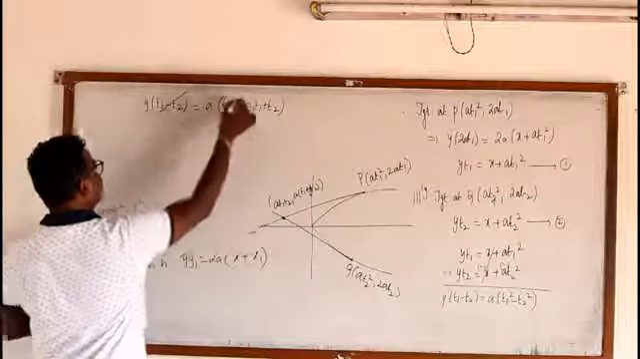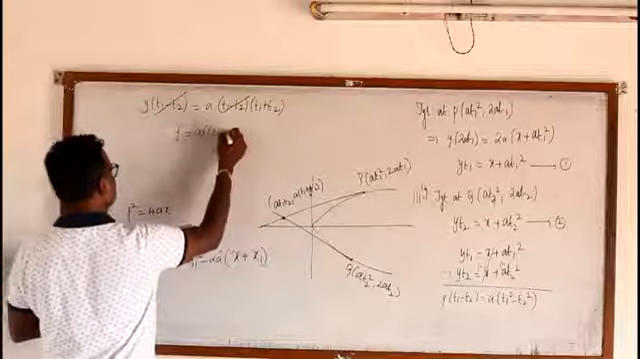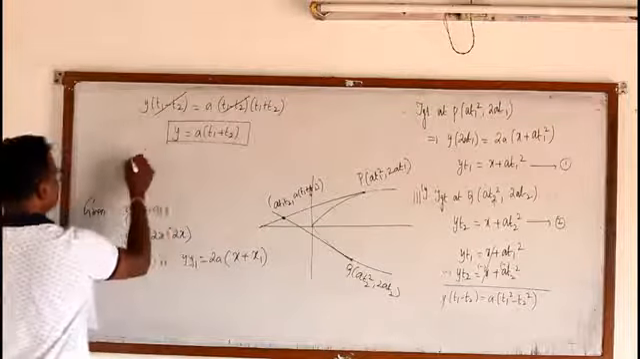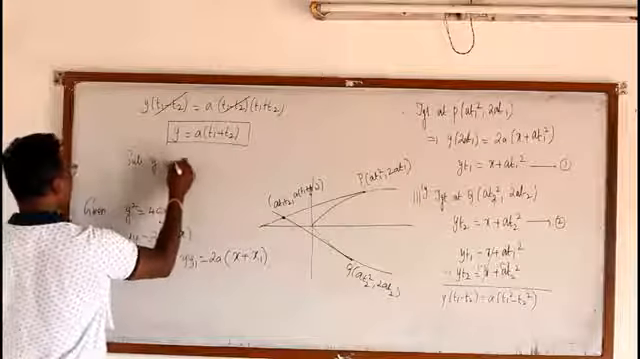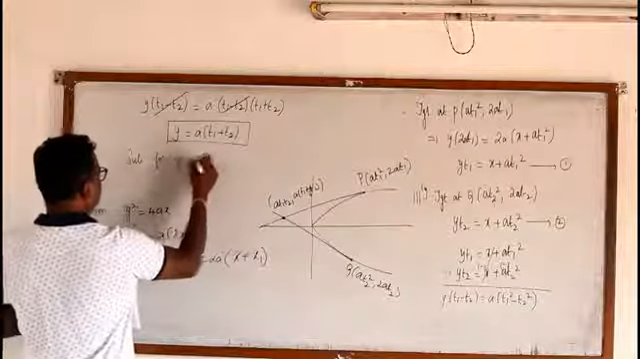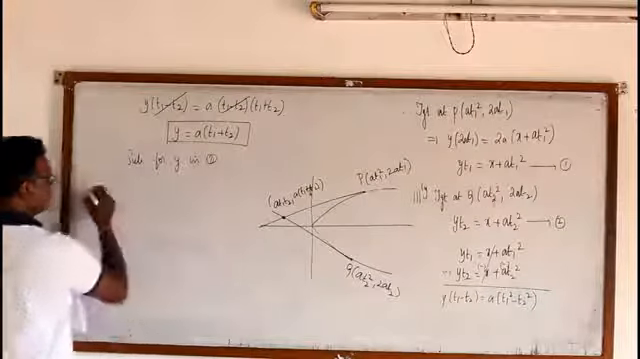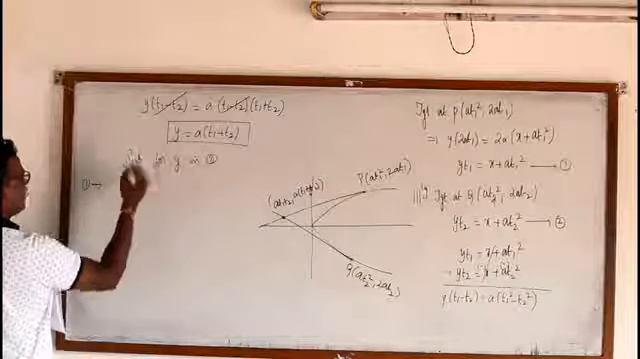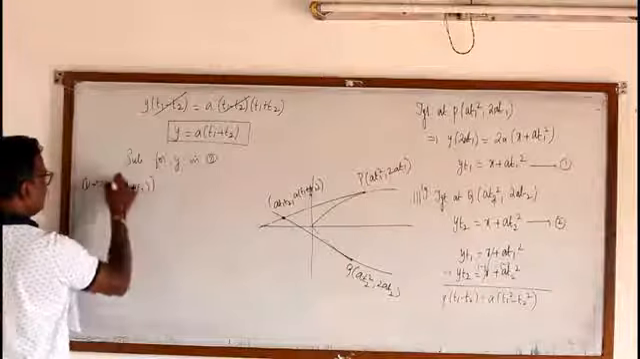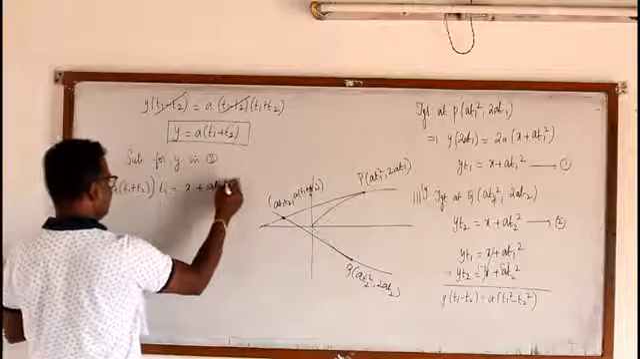Then I can cancel t1 minus t2 and y equal to a into t1 plus t2. This is y. Substitute this value of y in 1. Then equation 1 becomes, instead of y, a into t1 plus t2, into t1 equal to x plus at1 square.